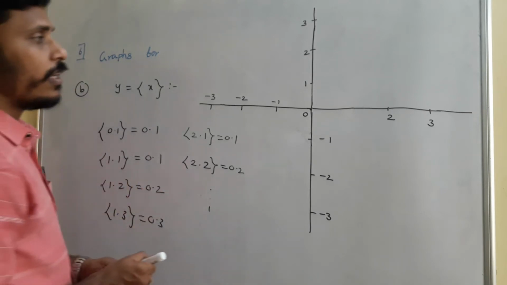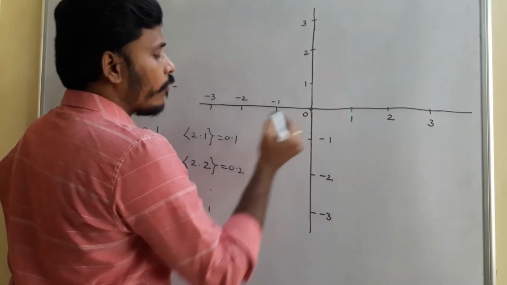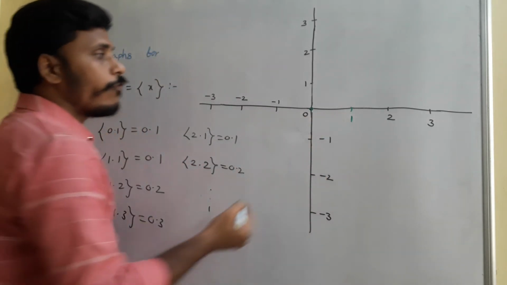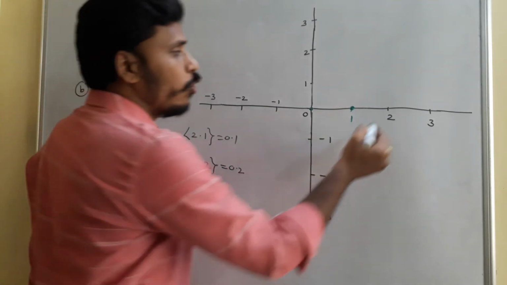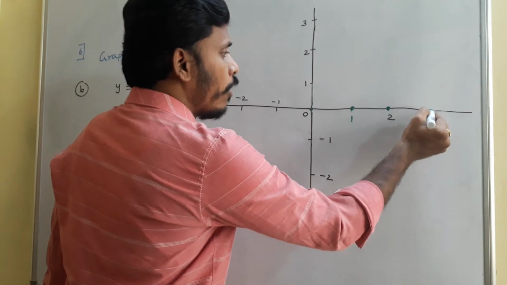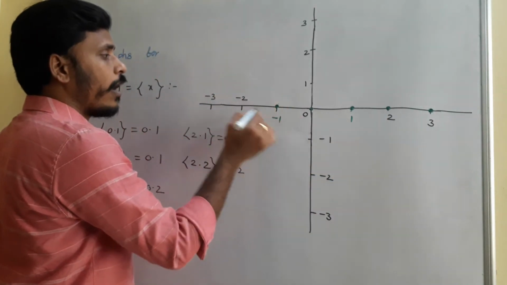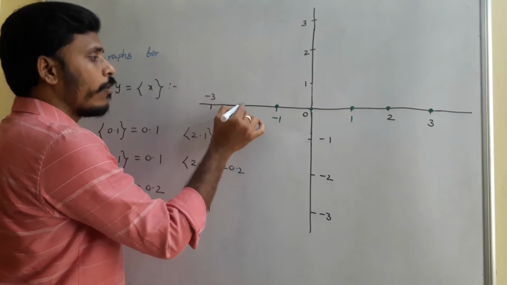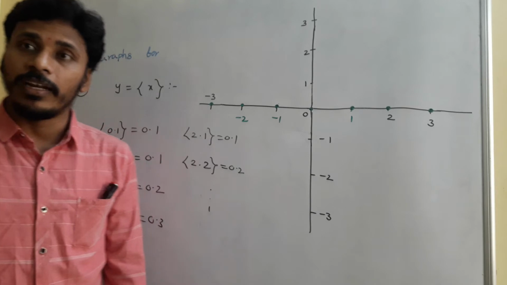So further, what I am saying is, if I take 0, the fractional part is 0 itself. If we say 1, the fractional part is again 0. If we take 2, the fractional part is again 0. For 3 again the fractional part is 0. For -1 it is 0. And for -2 it is 0. For -3 again it is 0. The fractional part is 0 for the integral values.